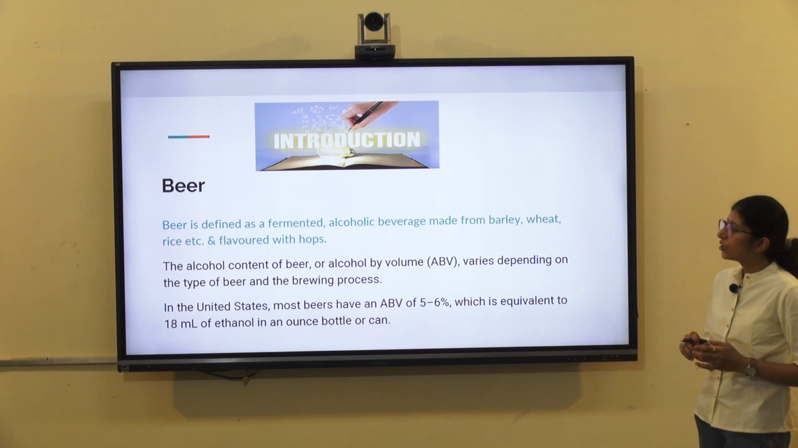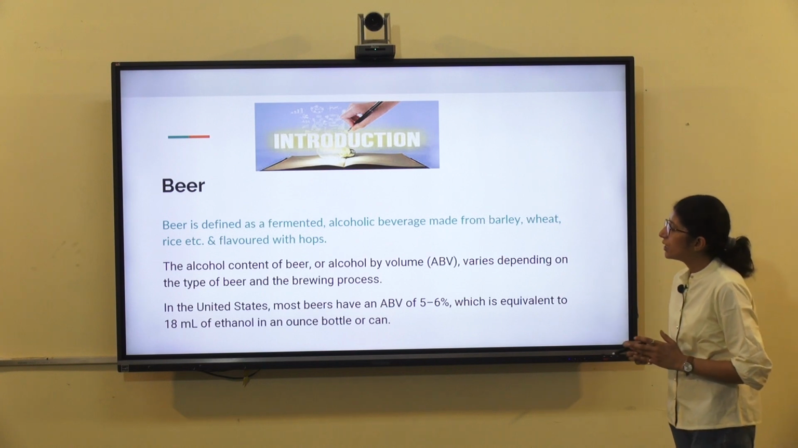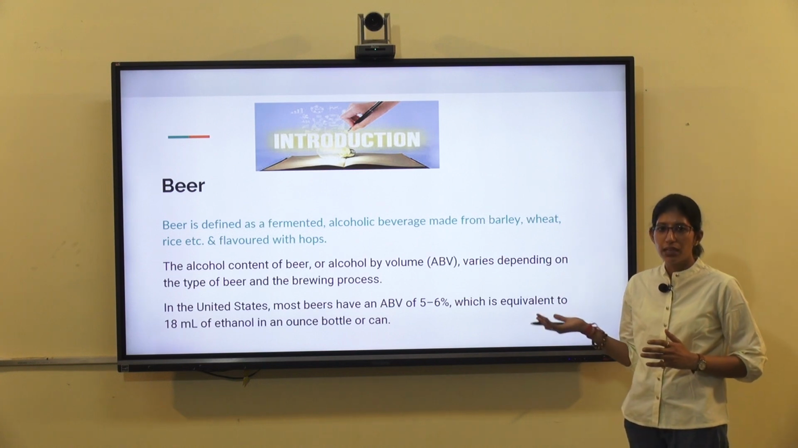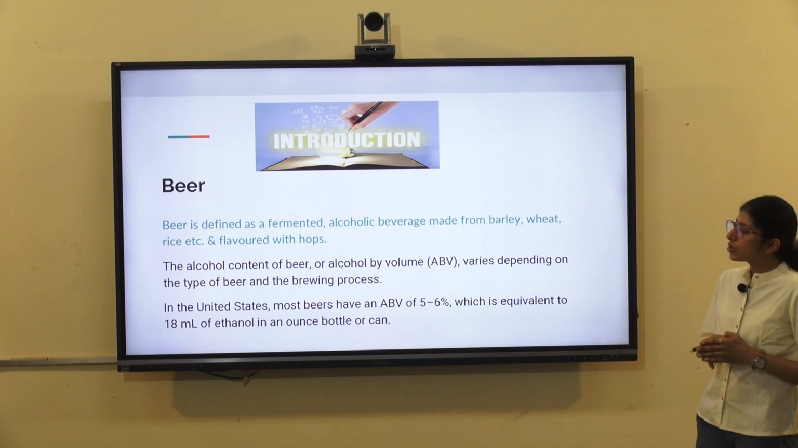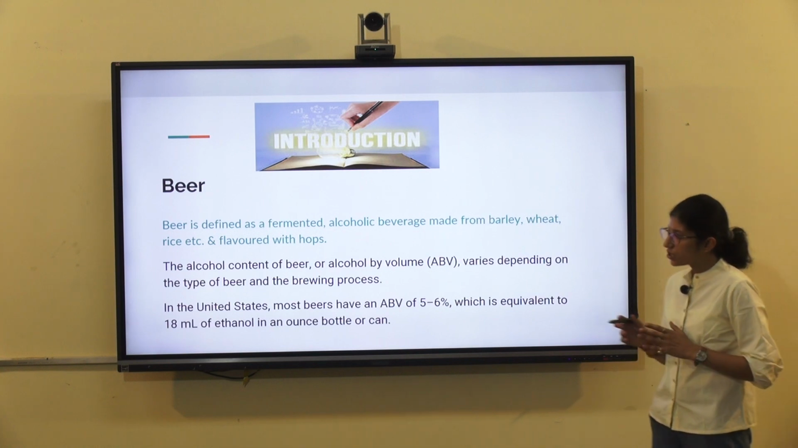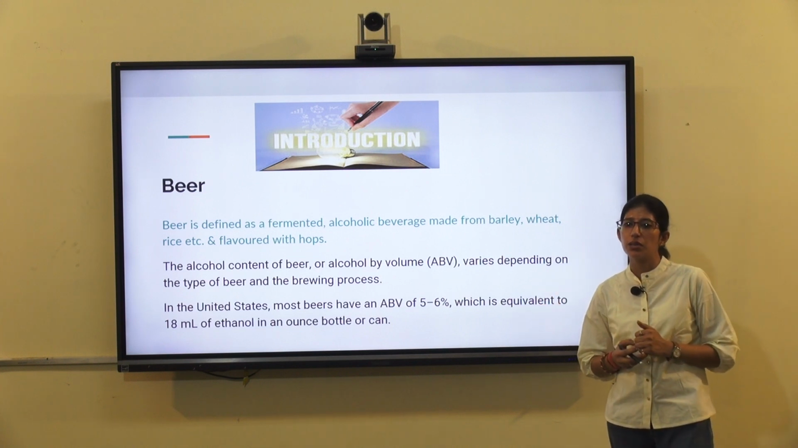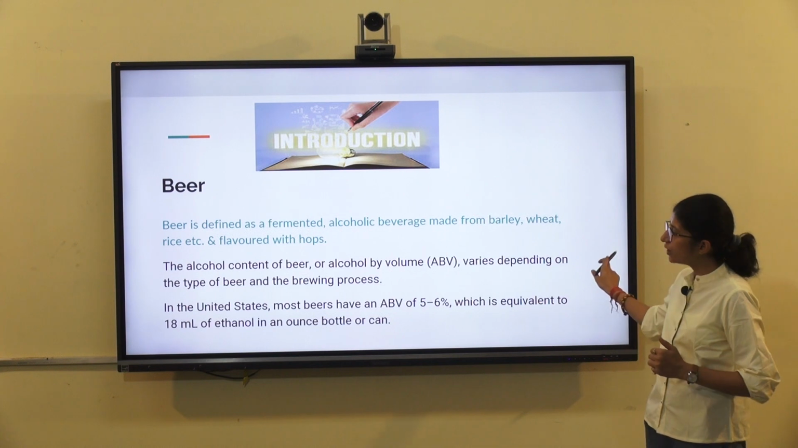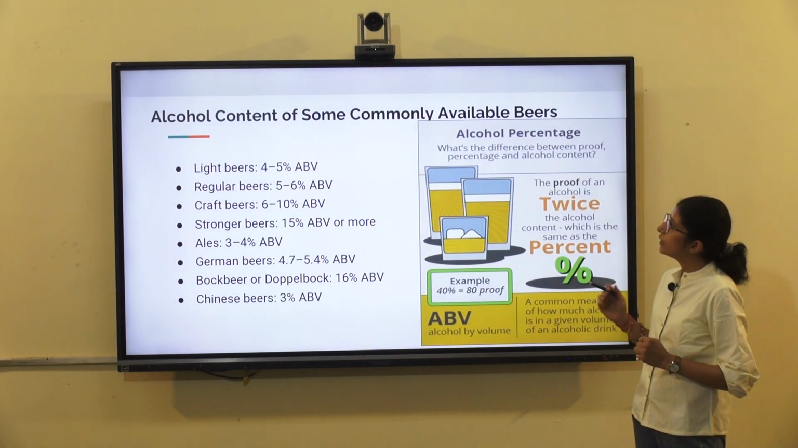The alcohol content of beer is always known as ABV, which depends on the type of beer and the manufacturing process. The most common beer-producing country is the United States, with an alcohol percentage of 5 to 6%. It could have the same alcohol in the beer.